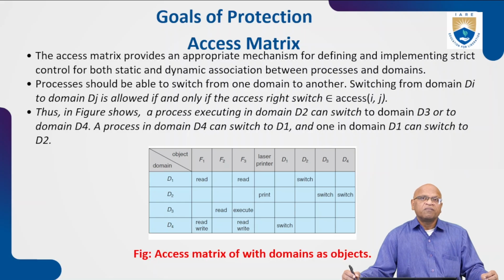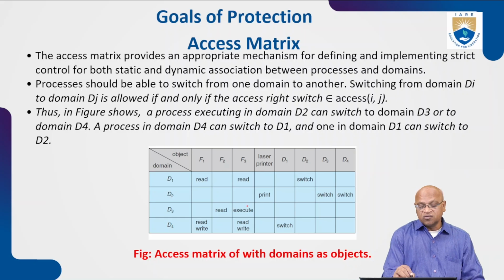So from when it is executing, on what object it is executing, and what rights are permitted for that object, only those are permitted. So we should not interfere with other objects. Thus this figure shows a process executing in domain D2 can switch to domain D3 or to domain D4. A process in domain D4 can switch to D1, and one in domain D1 can switch to D2. So we can see this one. These are the domains, and these are the switches from D1 to D2 and so on.